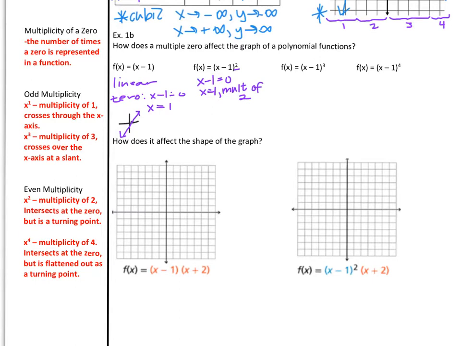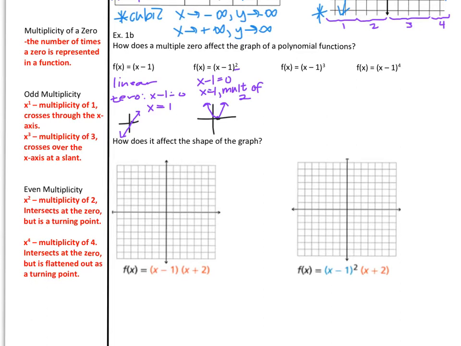Now if you sketch a really rough graph of what that would look like, you'd go to 1 and put your point. But now that that's a turning point, the graph would go down, touch that point, and go right back up. That's what a multiplicity of 2 would look like on a coordinate system. It's these higher ordered exponents that are unique or new for us.